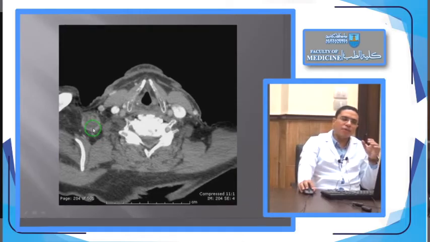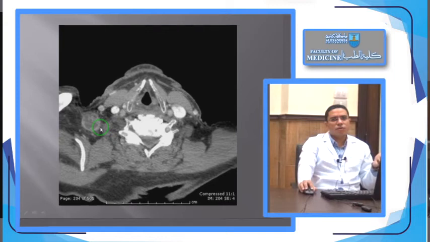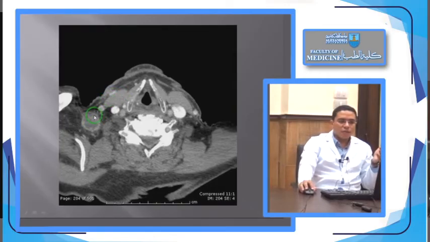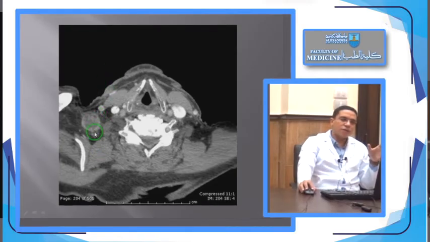And when we say lateral neck swelling, we have to mention whether it is in the anterior triangle or in the posterior triangle. How can I tell? From its relation to the sternomastoid. The swelling here is posterior to the sternomastoid because this is anterior and this is posterior. So the swelling is posterior to the sternomastoid, so it is in the posterior triangle of the neck.